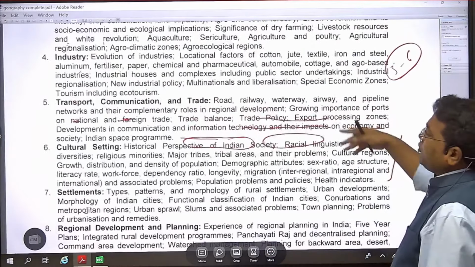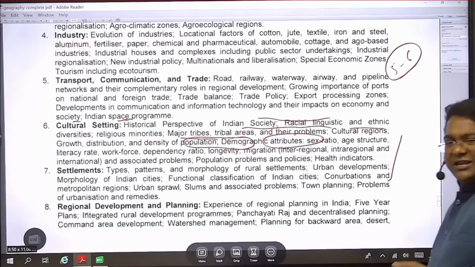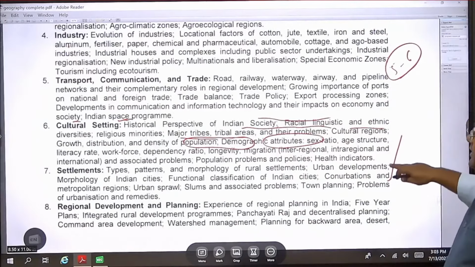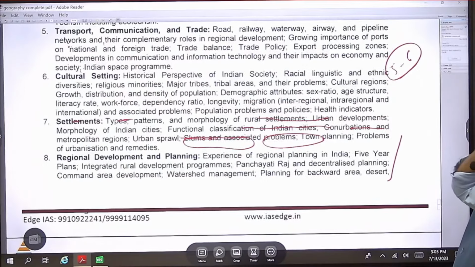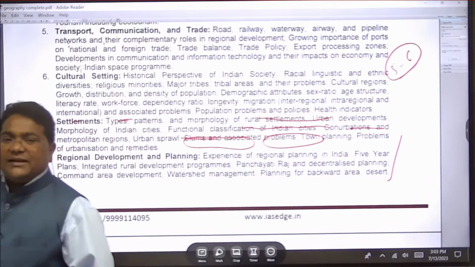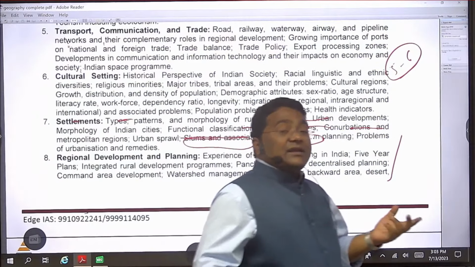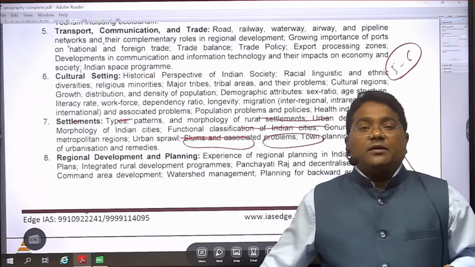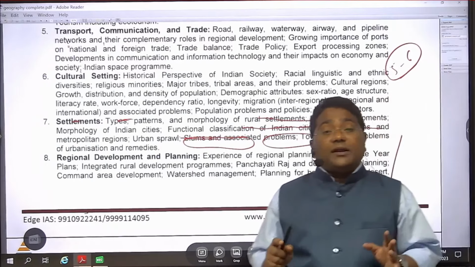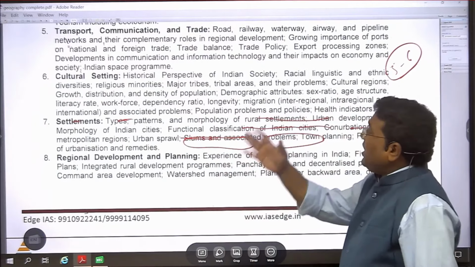So transport, communication, road, railway, trade policy also, export, import, special economic zone, national manufacturing zone and other things, right? Cultural setting, here also you will be writing about our languages, tribes, tribal people, their ethnicity and what are their practices, agricultural practice, jhum cultivation, right? Especially in the northeast region, Andaman and Nicobar region, what kind of agricultural practice they are doing, you will be reading all this here.